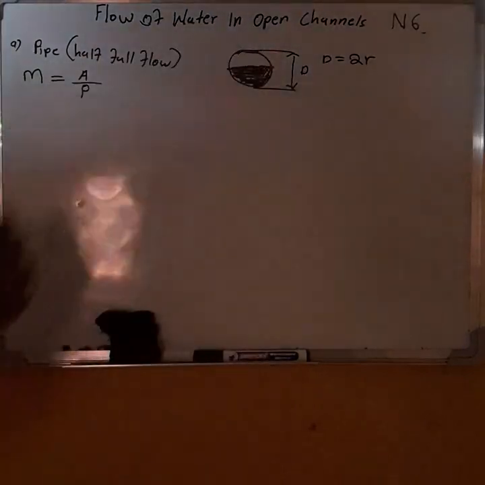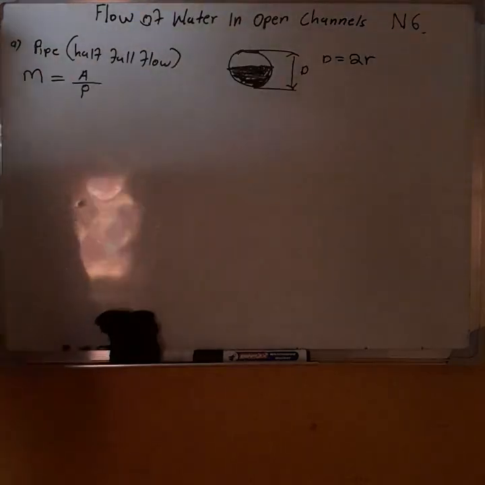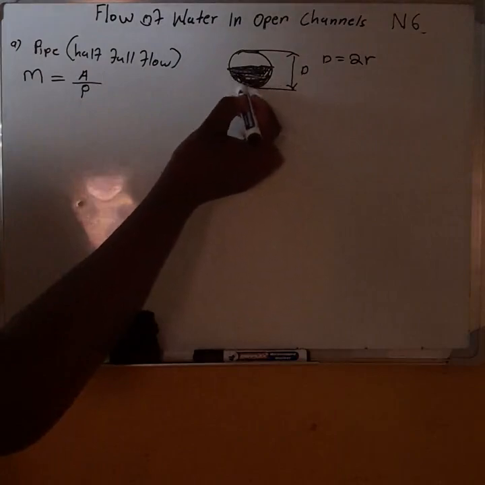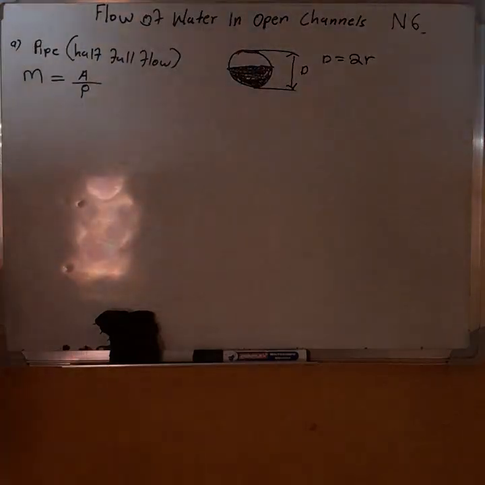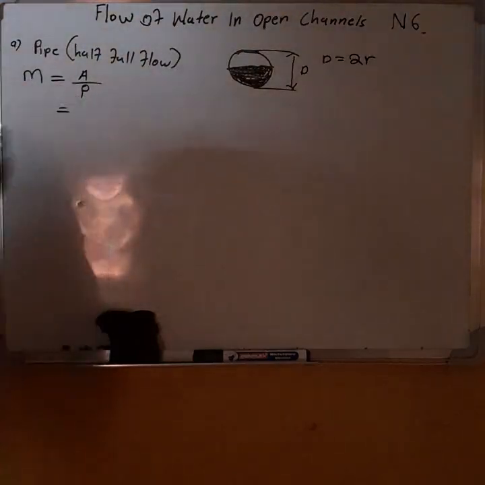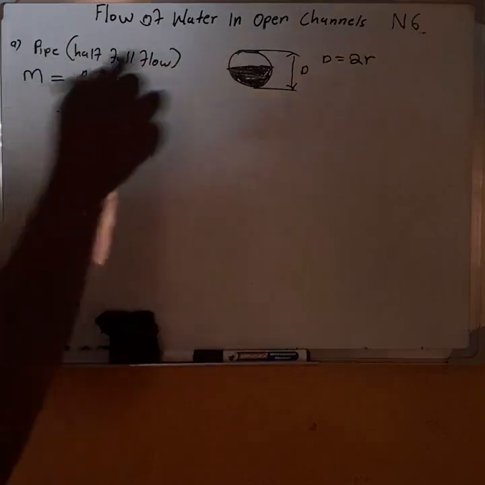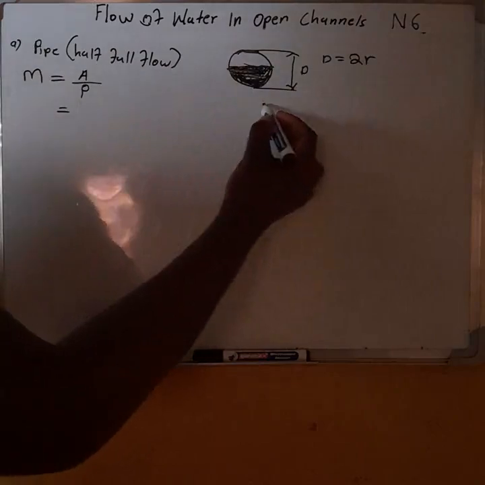Now let's focus on the circle. This is a half section. Remember, it's a full pipe, but it is half. Now we are checking the mean depth of the half full flow. The water is half here. This is a pipe like this.